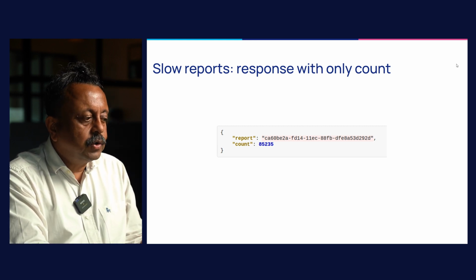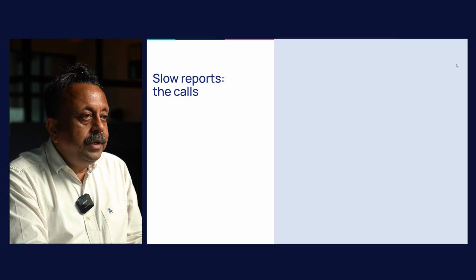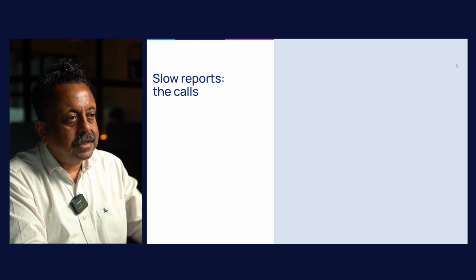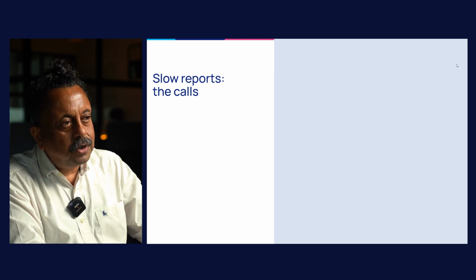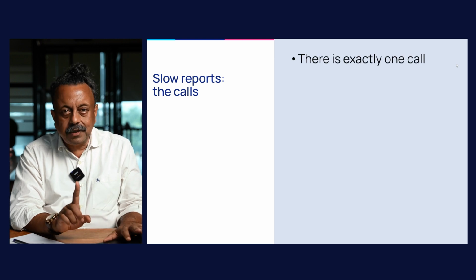So that sort of closes the whole chapter of slow reports. Okay. Now we need to understand how to implement this. What actually happens below the surface? We have explained the interface. Now let's look at the implementation. There is only one web service call required.